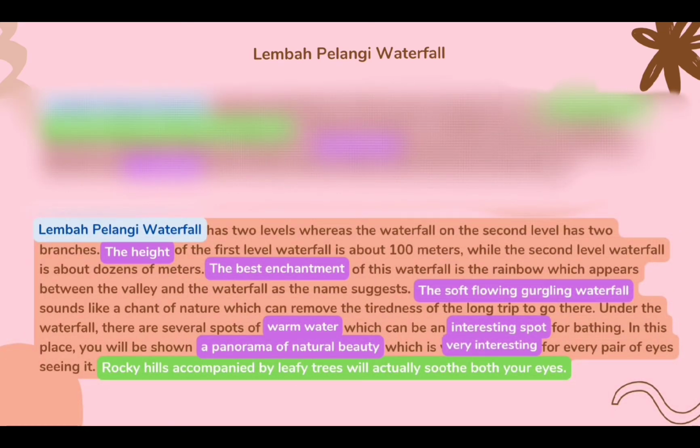And let's see the second paragraph. This is the description part. The second part contains information about Lembah Pelangi waterfall specifically. It also describes the height of the waterfall level, the scenery, and interesting things about that place.